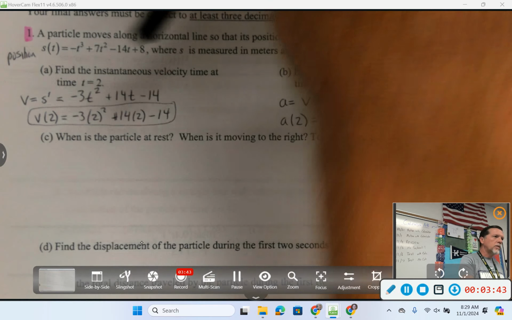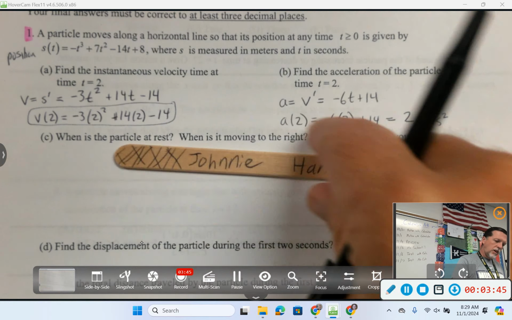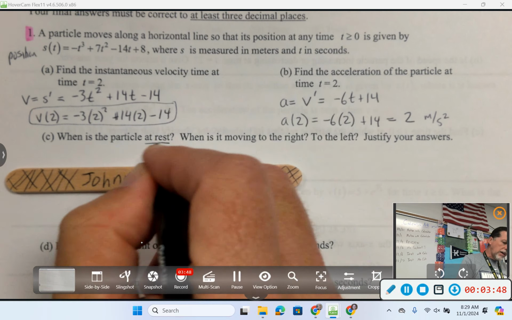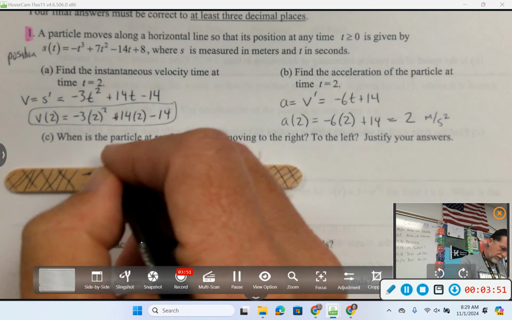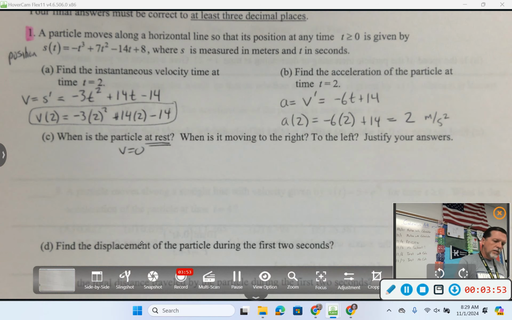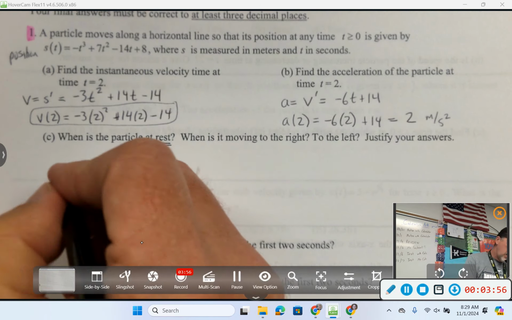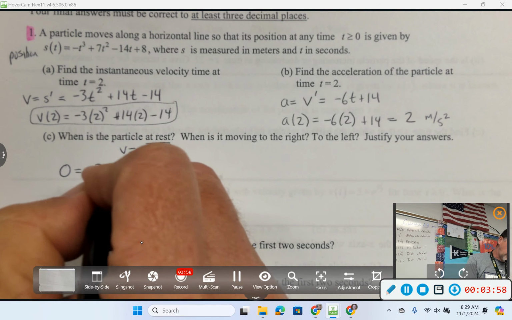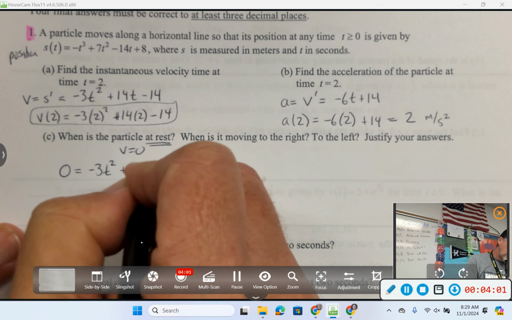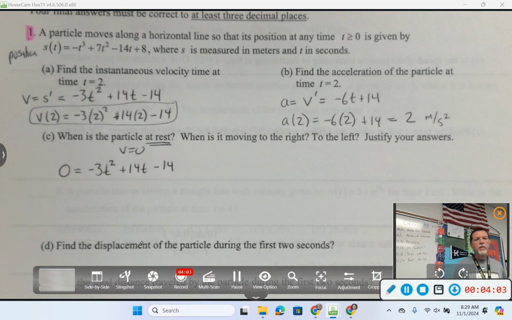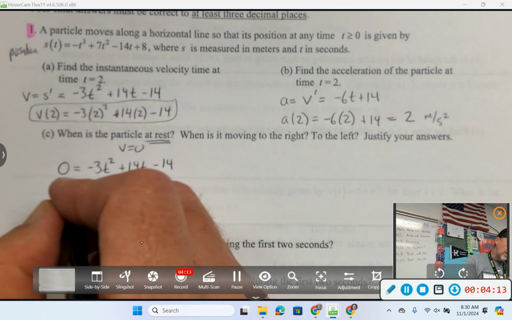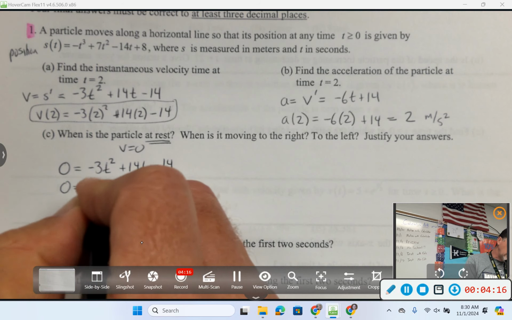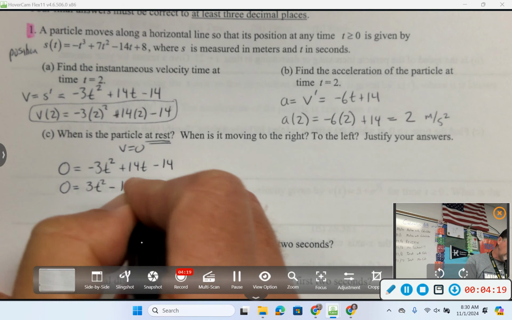When is the particle at rest? Johnny, what does at rest mean? When v equals 0. Good. So when does v equal 0? 0 equals negative 3t squared plus 14t minus 14. Here's where we run into the problem of whether it's factorable or not. I have no idea. I am going to multiply through by negative 1, because that would make it easier to factor.